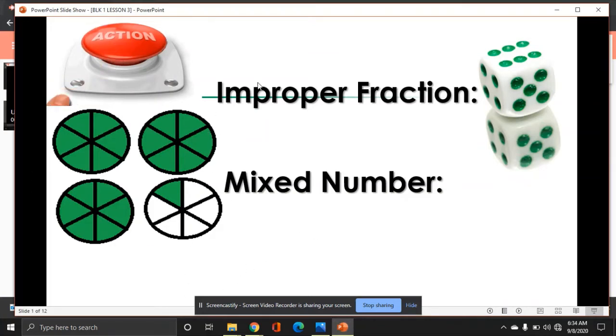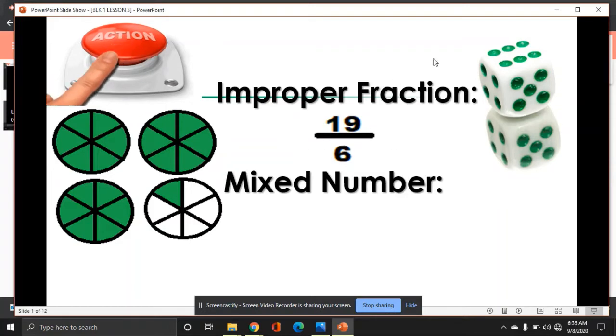Okay? So it's asking what would be the improper fraction and mixed number of this figure. When you say improper fraction, the numerator is greater than the denominator. So the numerator is the shaded part. If we count how many shaded parts there are, there are 19. And how many slices in one circle? There are 6. Okay, so the improper fraction of this figure would be 19 over 6.